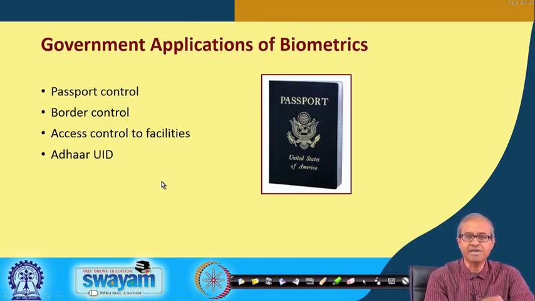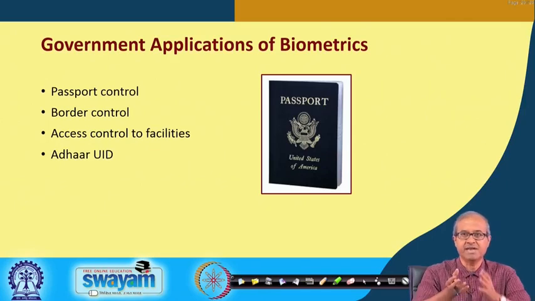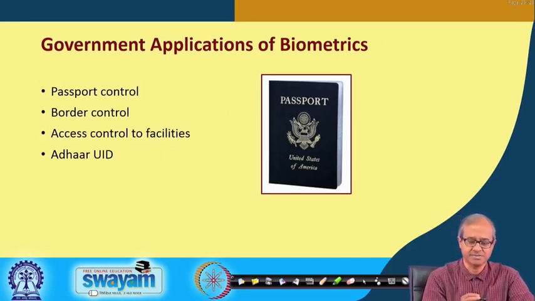Talking about government applications, there are many such applications you already know of. Passport control, visa applications, border control, access control to facilities, government buildings, some very secure places, and Aadhaar UID, which we are all familiar with now, that is also an initiative by the government that again uses a set of biometrics to uniquely identify a person. These are some of the attempts.